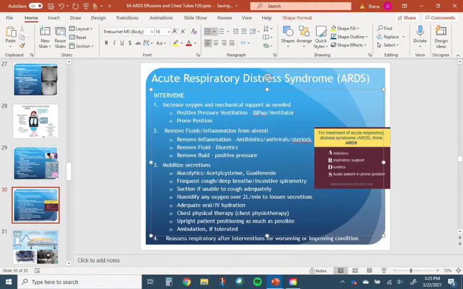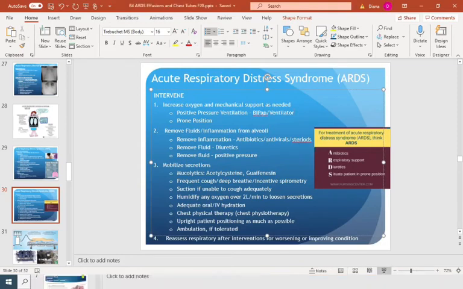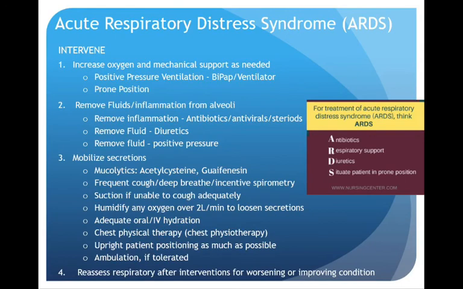So these are interventions not really in order of least invasive to most invasive, but probably our priorities in terms of what you would do first. So first of all, we're going to increase their oxygen and support. This will help get oxygen in. Positive pressure ventilation will help get oxygen in, and it also helps remove fluids because that positive pressure will push fluid out of the alveoli and back into the bloodstream.